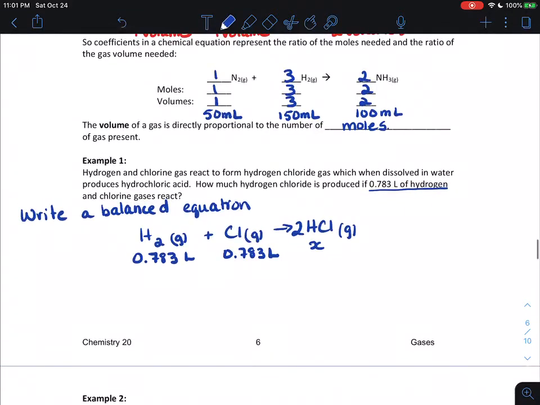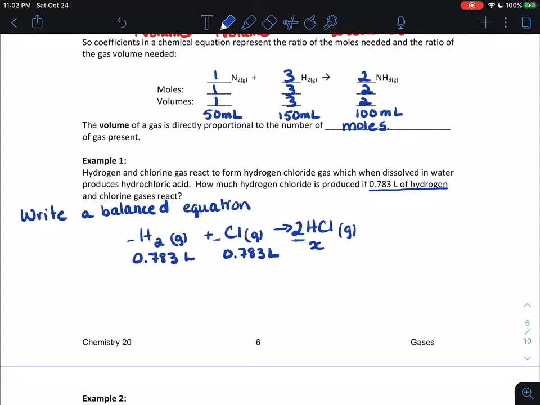All right. Now, I hope that you guys can tell me before doing any math that it would be twice the amount of either hydrogen or chlorine, right? Because I'm producing 2 moles of hydrogen chloride for every 1 mole of hydrogen or chlorine. But how do you show that? How do you show that reasoning? And that's what I'm going to show you next.